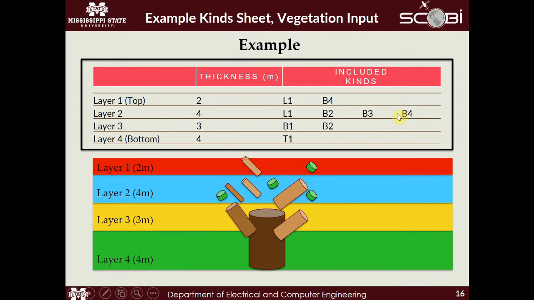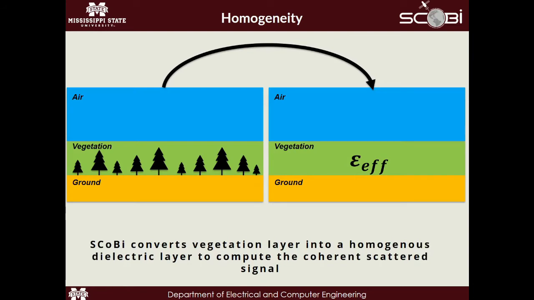But all of these different values, leaf 1, you can see a leaf here in the very top layer. Branch 4 is a little bit different than the surrounding layers. All of these define different angles and different scatterers for these values. And I wanted to point out that what SCoBi does essentially is it creates one homogeneous vegetation layer after receiving your inputs. It's not defining volumetric scattering. It's assuming that things are traveling through some sort of homogeneous layer as it travels through the air, vegetation, and ground to compute your coherent scattering for this model.